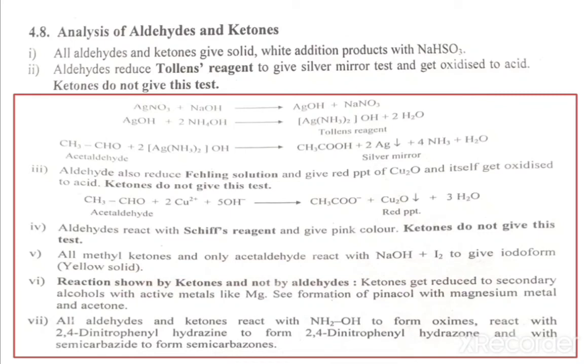Next, all aldehydes and ketones react with NH2OH, that means hydroxylamine, to give the oxime, and react with 2,4-dinitrophenylhydrazine to form 2,4-dinitrophenylhydrazone, and with semicarbazide to form the semicarbazone. This is about the analysis of aldehyde and ketone.